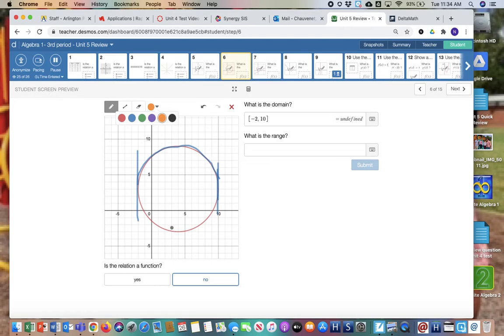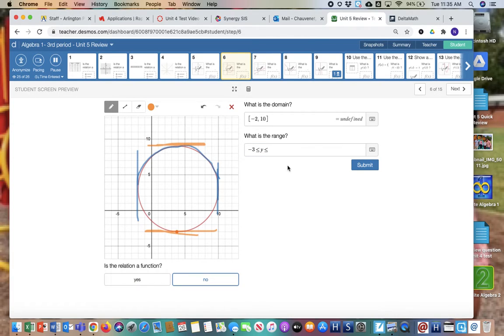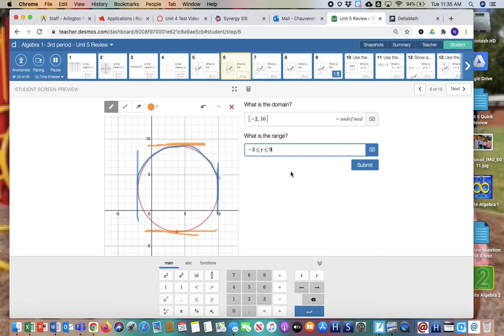So now for the range, I do the same thing. What's this lowest value? Well, that lowest value is at -1, -2, -3, which would be like this point right there. So we're going to say it goes from -3 less than or equal to y, because we're talking about range, which is less than or equal to. Now what's the highest y value? Well, there it is. It's at 9, so all the way to 9.